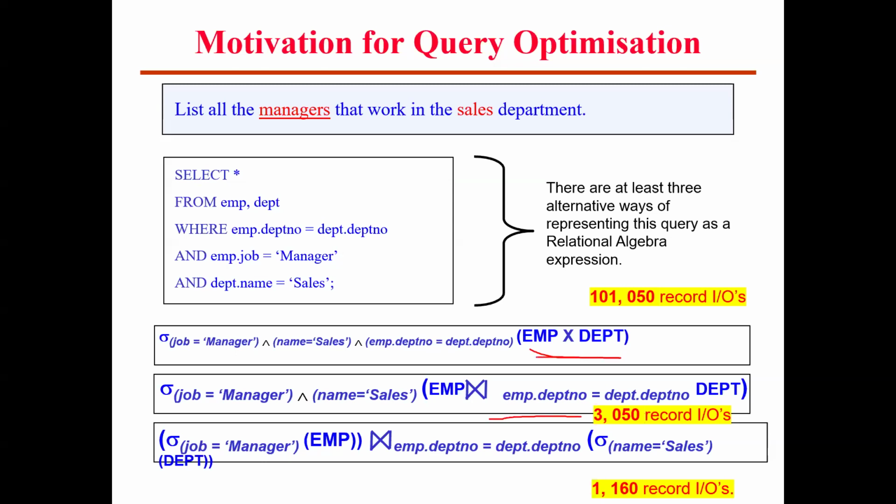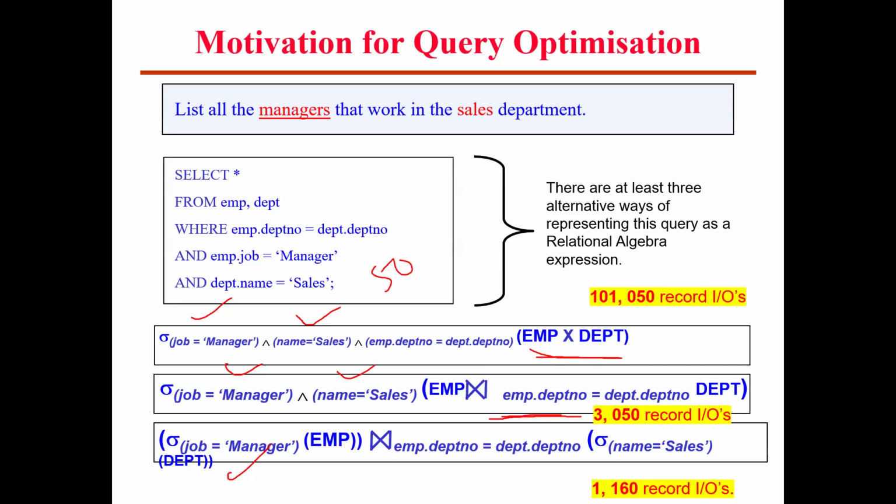In the first query, we made the cross product first. Then we selected manager and sales. And then in the second query, we joined both the tables. Then we selected manager and sales. But in the third one, we are selecting the managers first, which are only 50 managers.